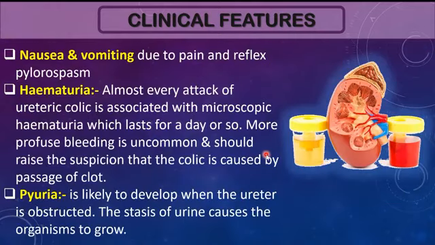Clinical features. The next feature is nausea and vomiting due to the pain and reflex pylorospasm. Another one is hematuria. Almost every attack of ureteric colic is associated with microscopic hematuria which lasts for a day or so. More profuse bleeding is uncommon and should raise the suspicion that the colic is caused by the passage of clot. Another sign is pyuria, which is likely to develop when the ureter is obstructed. The stasis of urine causes the organisms to grow.